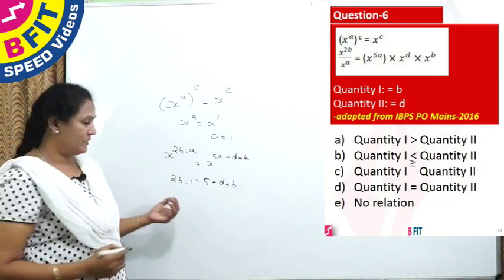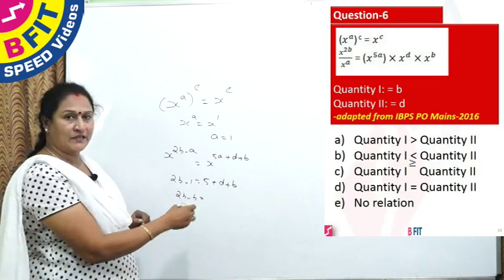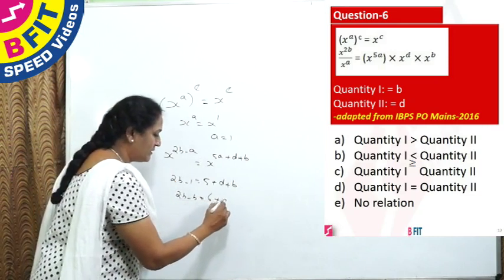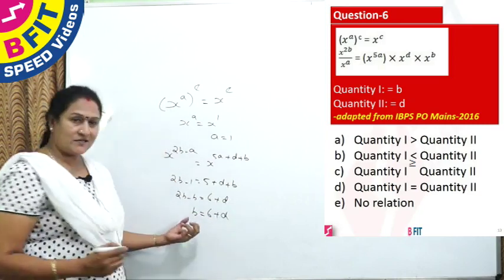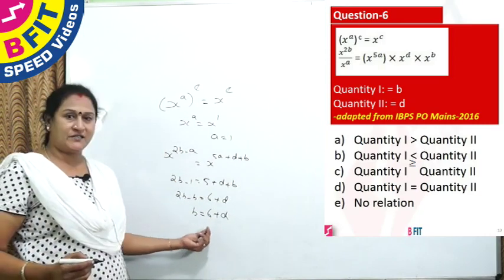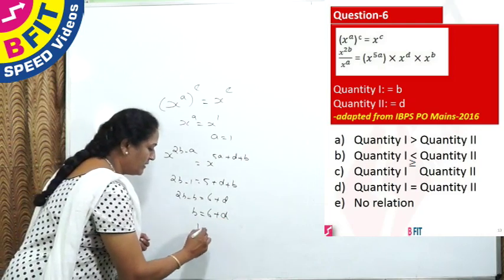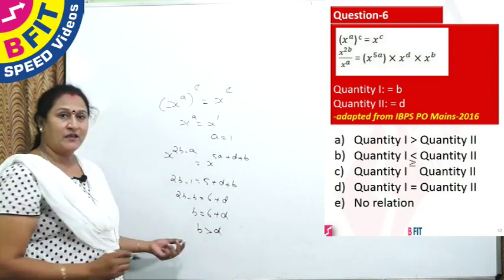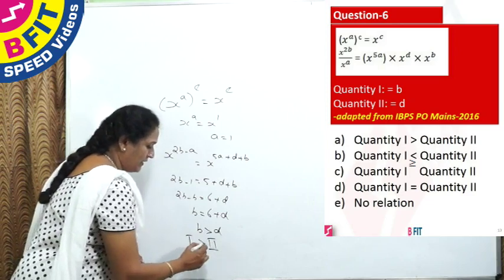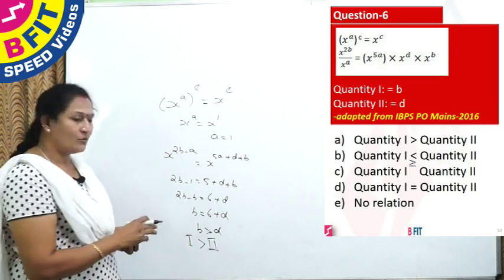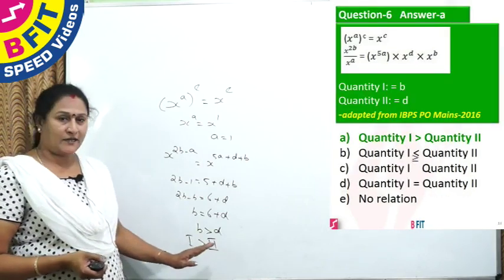And bringing b here, 2b minus b, send this minus 1 there, it will become plus 1, so 6 plus d, where b equals 6 plus d. So what does this expression imply? When you add 6 with d, only then we will get b, which implies b is greater than d. b is quantity 1 and d is quantity 2. So we get quantity 1 is greater than quantity 2. The option is A, where quantity 1 is greater than quantity 2.